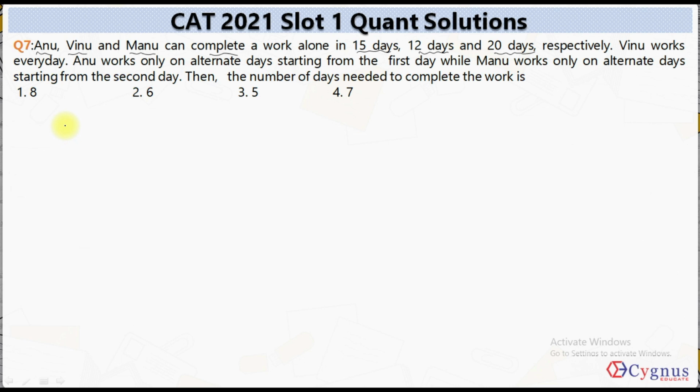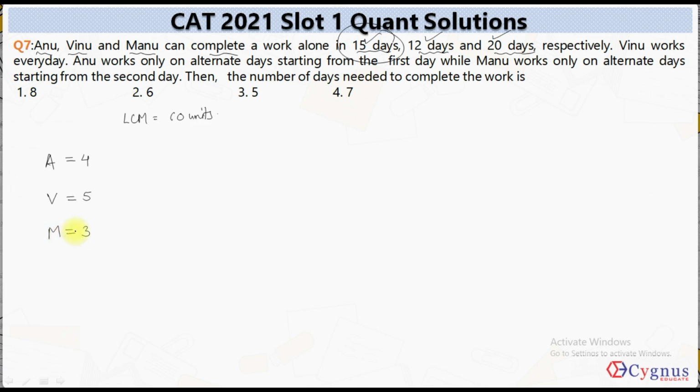They'll work on the alternate days while Vinu will work every day. How do we solve this kind of question? The values given here are 15, 12 and 20. I'll take their LCM. Their LCM is 60. So I'll assume that the total work is 60 units. The first person is Anu, then we have Vinu, then we have Manu. Anu can finish the whole work in 15 days. What's the work here? 60. 60 units of work can be finished by Anu in 15 days. That means Anu's 1 day's work will be 4 units. Similarly, Vinu's 1 day's work, 60 by 12, that is 5. And Manu's 1 day's work would be 60 by 20, that is 3.